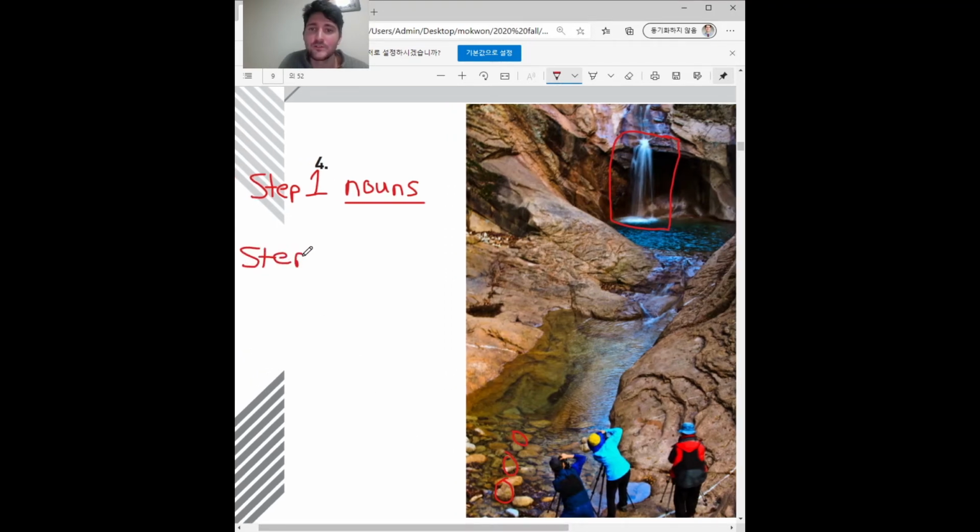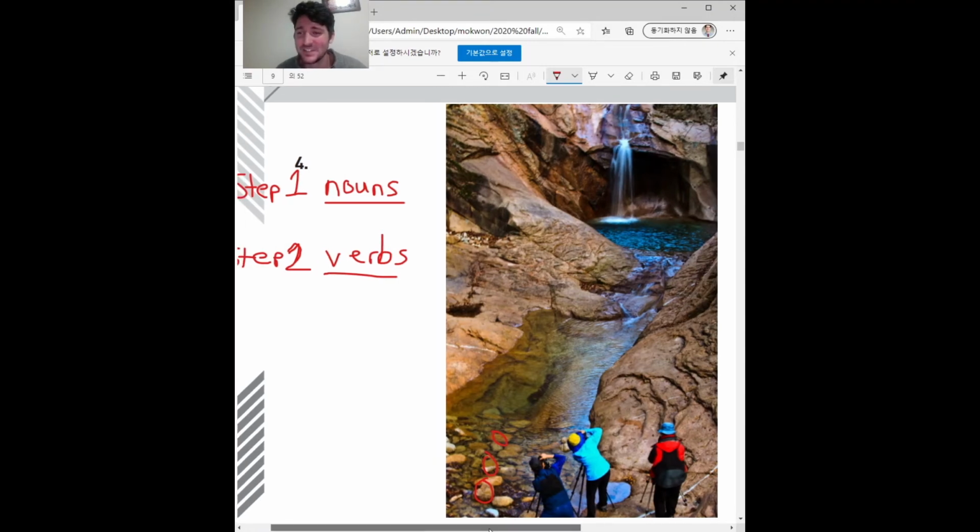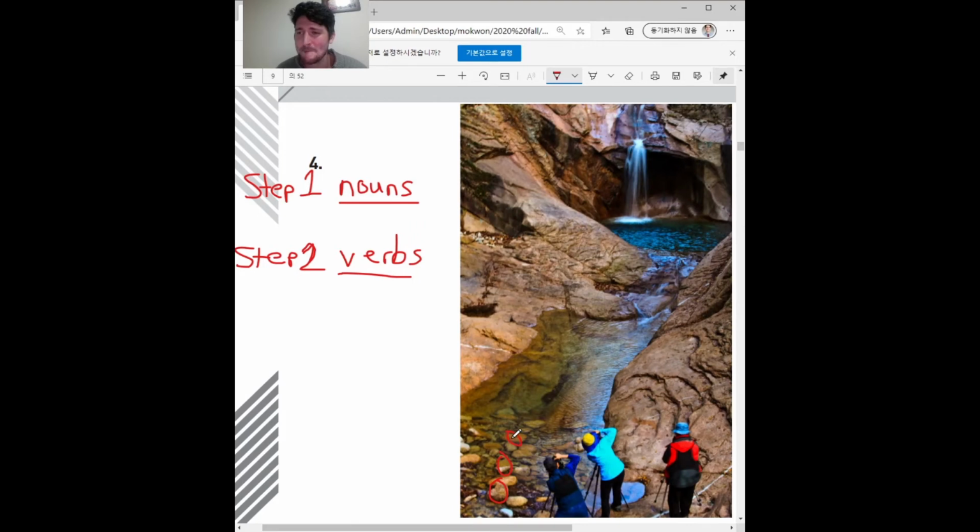Alright, step 2, 기억해요. Step 1은 find the nouns. Step 2, what is step 2? 기억해요? Step 2는 is verbs. What is happening in this photo, right? 동사 찾아야 돼요. Again, there's not that much interesting thing happening. It looks like there's 3 people and they are taking pictures. They're standing.